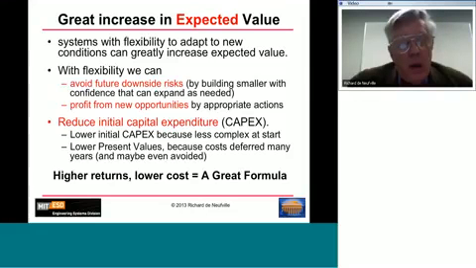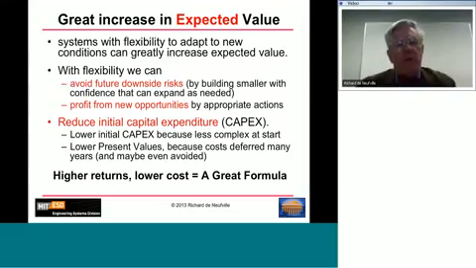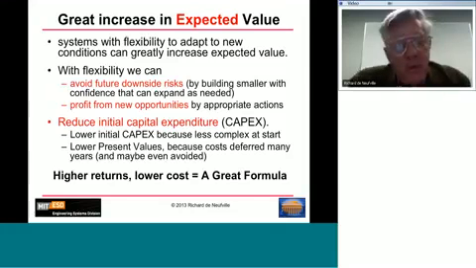So what we obtain by using flexible design, for properly organized flexible systems, are great increases in expected value. I want to emphasize that. We're talking about expectations. That is, we recognize the future is uncertain, so we don't know how the system will perform because we don't know the situations under which it will be called upon to perform. So what we do is, on the one hand, we avoid some future downside risks, for example, by building smaller, and that drops the probability of the losses or the downsides. And we build in the capability to profit from new opportunities by taking appropriate actions, expanding the system in size, adding functionality when it's desirable, adapting it in some ways. So those both give us more value on average.